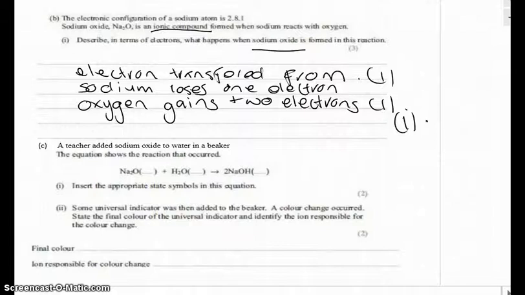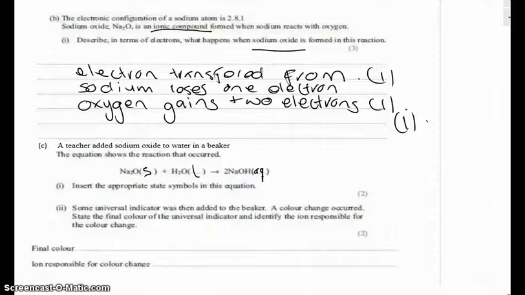Okay, so the next question is, a teacher added sodium oxide to water in a beaker. The equation shows the reaction below. So the equation shows the reaction that occurred. Sodium oxide and water to give you sodium hydroxide. Insert the appropriate state symbols in the reaction. So we know sodium oxide is a solid, so we're going to write S here. Water is always a liquid unless stated in the question that it's a gas or it's steam. And then sodium hydroxide, we know from our acid-base theory, is an aqueous solution of an alkali, AQ. Okay, so that was your marks for inserting the appropriate state symbols. There were 2 marks for that question.